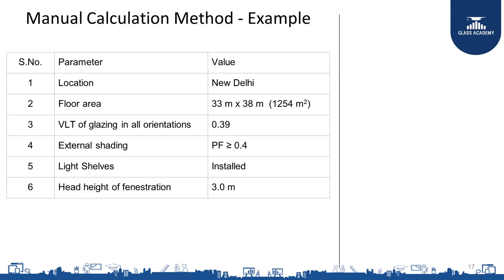Let us take an example. Suppose we have a building located in New Delhi with a floor area of 33 meters by 38 meters, that is a total 1254 square meter floor area. The VLT of the glazing is 0.39, and assume all the glazings in all the orientations have the same VLT. External shading projection factor is more than or equal to 0.4. Light shelves are installed. Head height of fenestration is 3 meter.